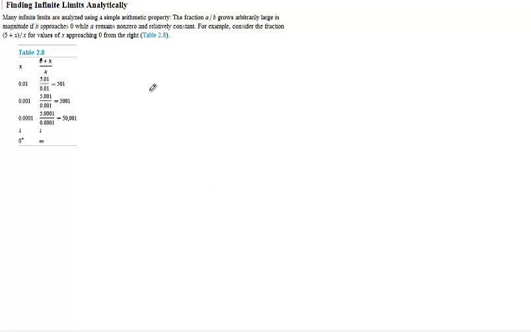This next example, they want me to look at the limit as x goes to 0 of this (5 plus x) over x. And they have me looking at a table, and it appears that I'm approaching from the right, so I'm just going to put my little plus sign on here. And they're having us look at it numerically and then figure it out analytically.